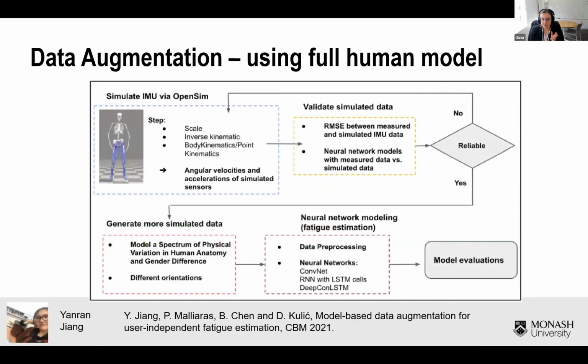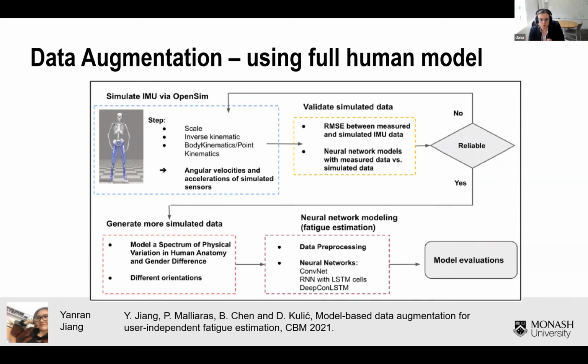So in the previous example, we took advantage of the insight that variations in pose are label invariant. More recently, we have also been investigating whether we can incorporate variability in body size and shape. This work was led by my PhD student, Yan Ranjian. The basic idea is similar to the previous work. We have a small data set of human motions, and we want to augment that data set by generating additional time series based on that data.